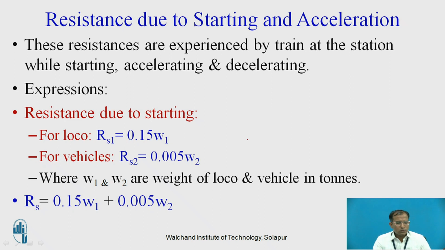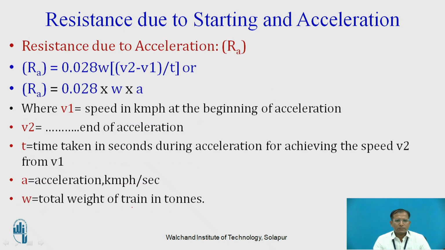Now, again, resistance due to starting and acceleration. Whenever the vehicle is going to start, there is some resistance offered during starting of the vehicle. The total resistance due to starting is given by 0.15 W1 plus 0.005 W2, where W1 is the weight of the locomotive and W2 is the weight of the vehicle in tons.